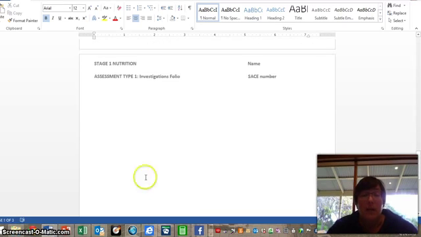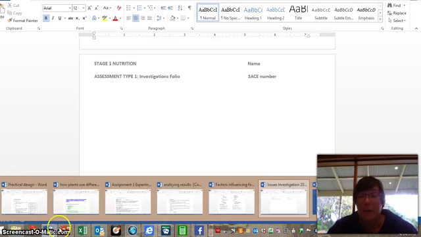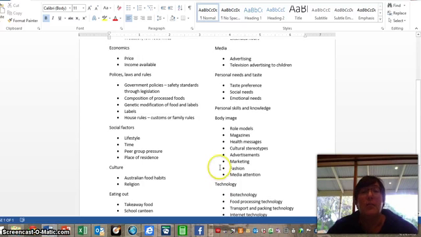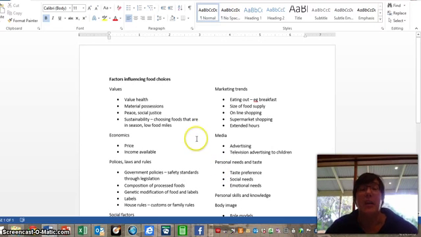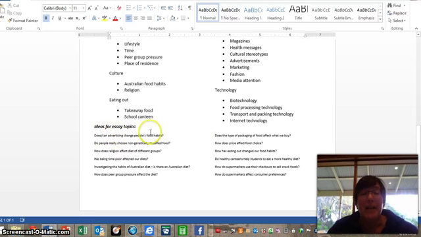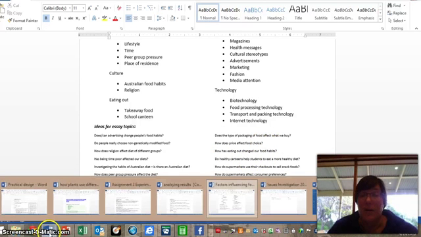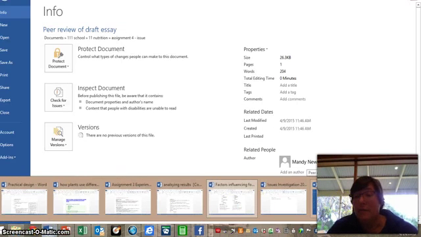All right, I'm not going to go through that, but what I am going to do is show you this sheet, which you all, if you haven't got it, and you haven't got the other sheet, you need to get it from the teacher who you've got at the moment. All right, so factors influencing food choices. There's a whole range of factors there, but what I want to point out is that I have written some suggestions for your essay topics down the bottom. Okay, how has eating out changed our food habits? How does price affect food choice? Now you can choose one of these, or you can choose your own question to do.